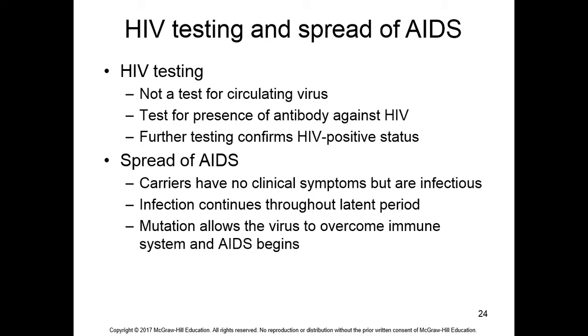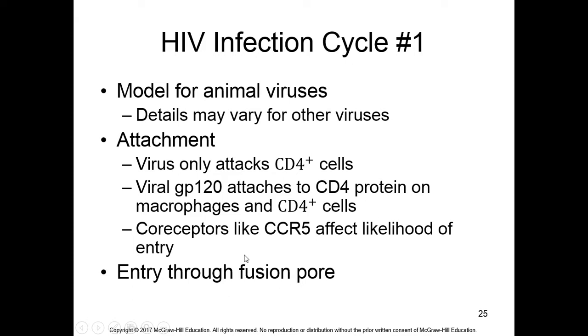How does this infection spread? The carriers usually do not have clinical symptoms for that long period of dormancy, but because the virus is there in their body, they are infectious too, and they can transfer it from one person to another. Infection continues throughout this latent period, and also during the integration of the viral DNA into the host DNA, mutations are happening. These mutations allow the virus to overcome the immune system, and that's how AIDS starts.